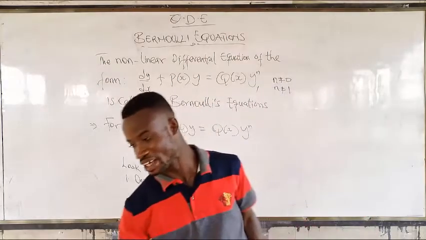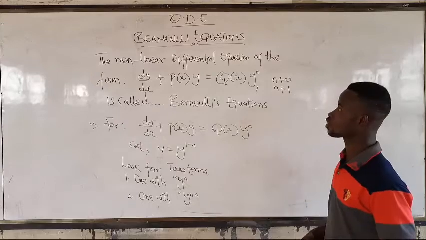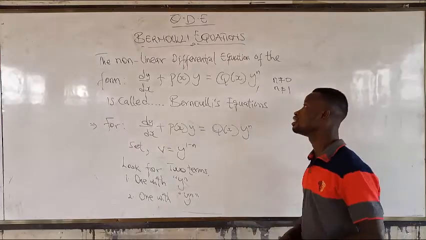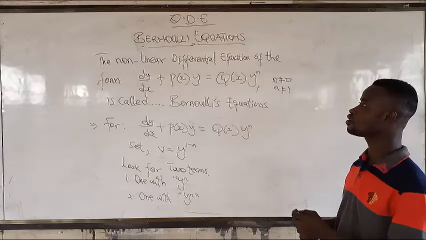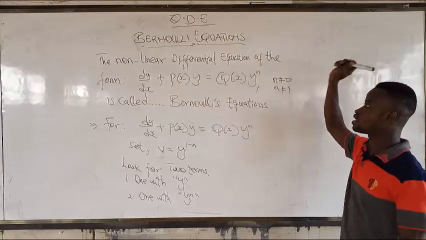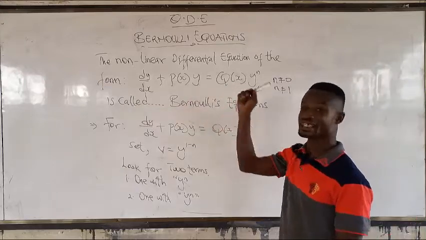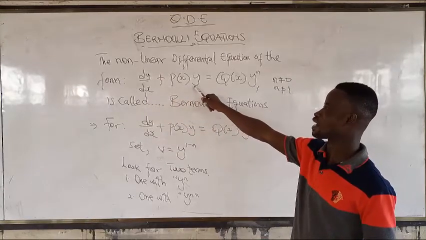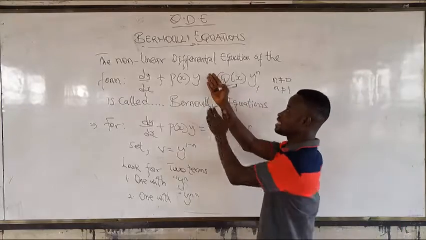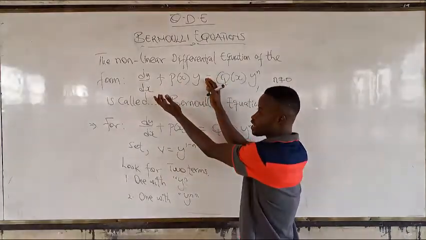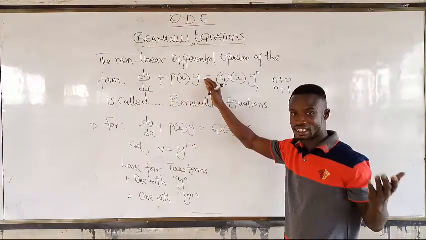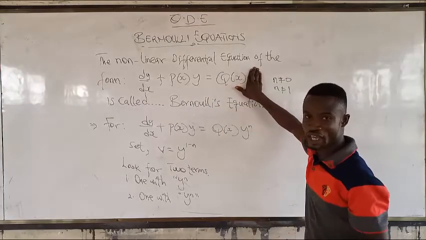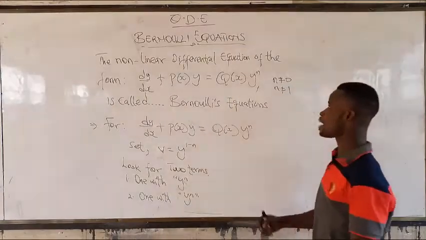And there is a man called Bernoulli that discovered the method in solving the equation. Alright, so the non-linear differential equation of the form, you are going to get it in the form dy/dx plus p(x) multiplied by y, which is equal to now. This satisfies the linear differential equation, alright? Because it is the same as the one in the linear differential equation. But let's look at the right hand side. The right hand side, if you get rid of this, this is the linear equation.